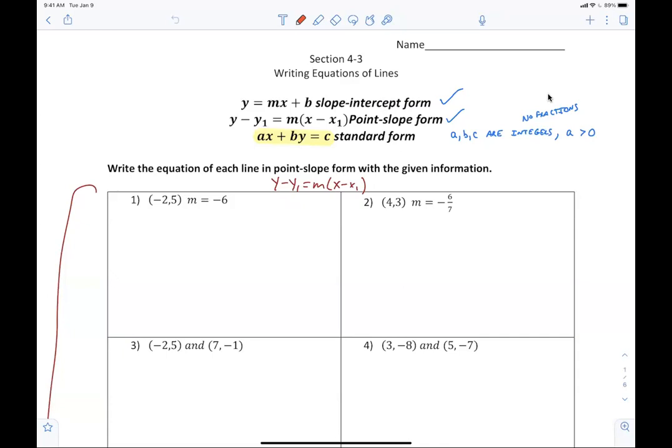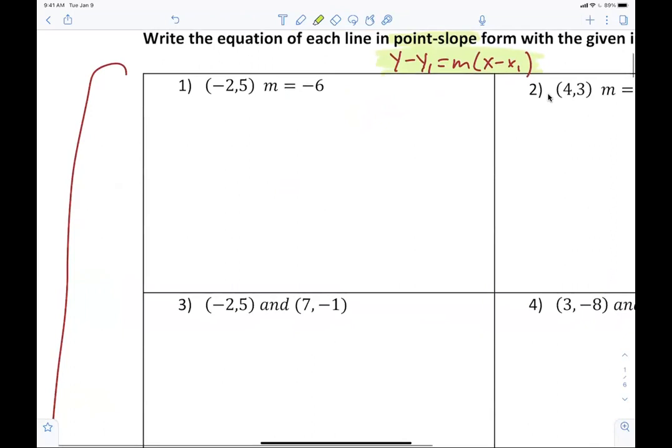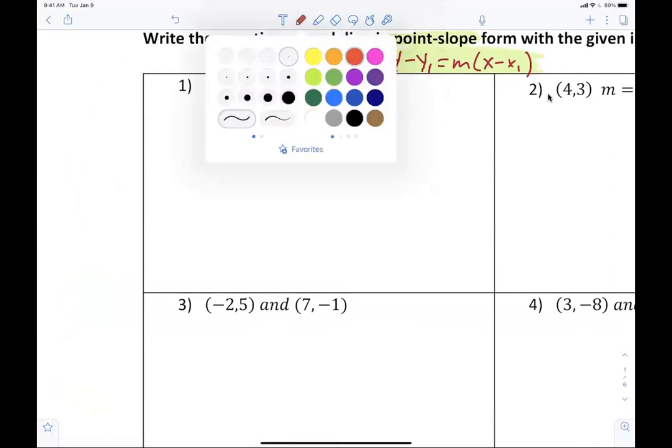Now, again, that's why it's important for you to read the directions carefully. Point slope is the easiest form. What I need you to write down is, because we're writing in point slope, this is the form for point slope: y minus y1 equals m times x minus x1. So question number one, we are going to write that in point slope form. It really doesn't get any easier.